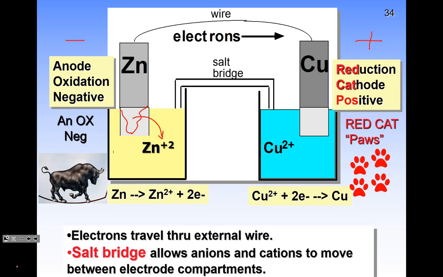Well, copper is going to gain 2 electrons and become copper metal. So copper plus 2 is going to come out of solution, add on to this, and make it bigger. Okay?